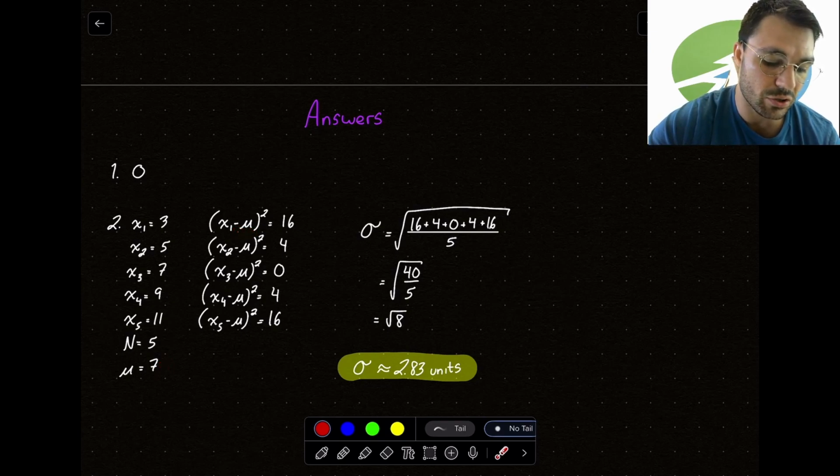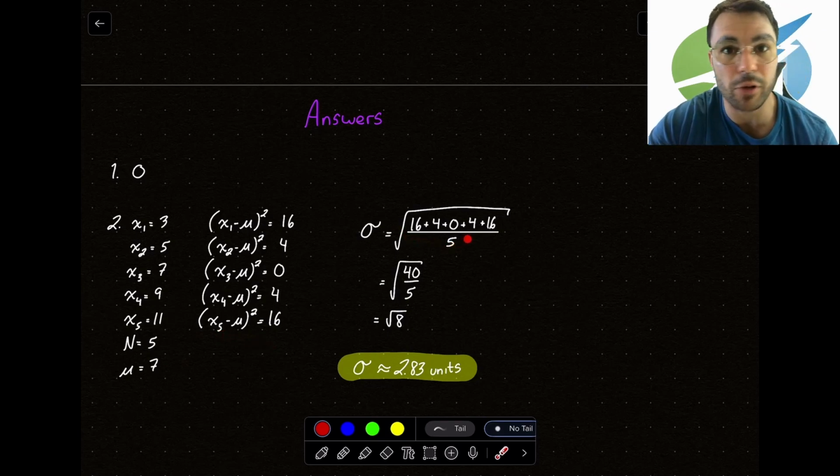Now we square each x value's deviation from the mean. x of 1 minus 7 is -4. -4 squared gives me the 16. x of 2 is 5. 5 minus 7 is -2. -2 squared gives me the 4. 7 minus 7 squared gives me 0. 9 minus 7 is 2, squared gives me 4. And 11 minus 7 is 4, squared gives me 16.